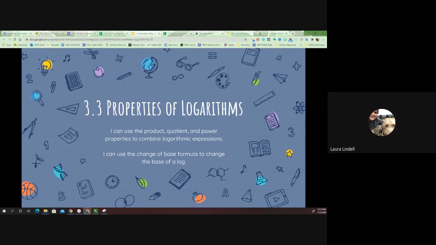So today we're going to be talking about the properties of logarithms. There's the product property, the quotient property, and the power property. And we're going to use this to combine logarithms into one log. So we're going to take multiple logarithmic expressions and condense them down. And then we also want to use something called the change of base formula to change the base of a log. So here we go. Grab your notes. Let's get started.